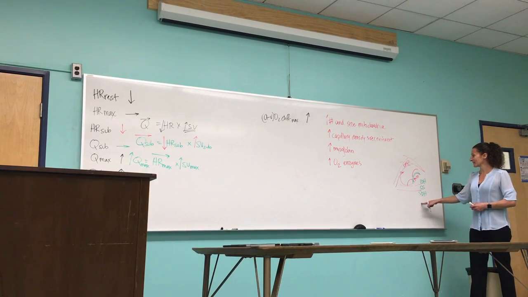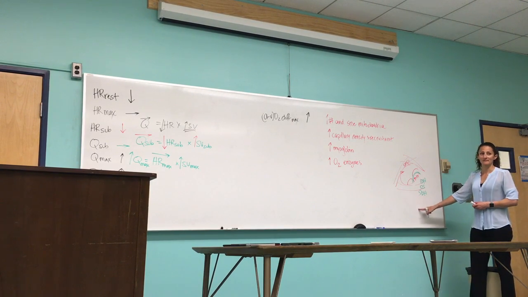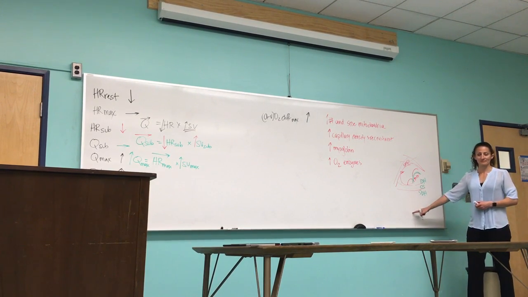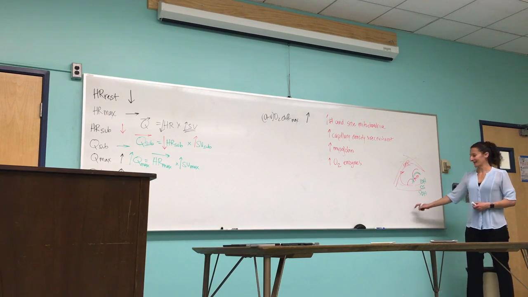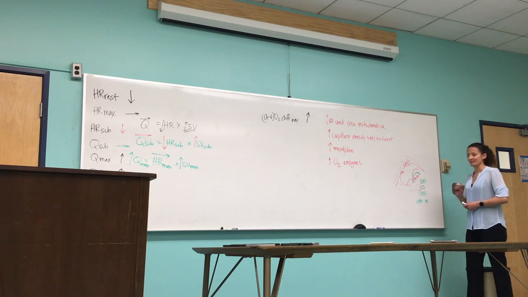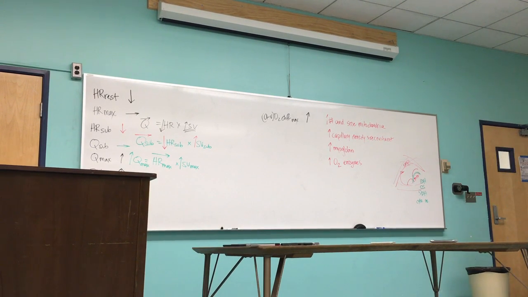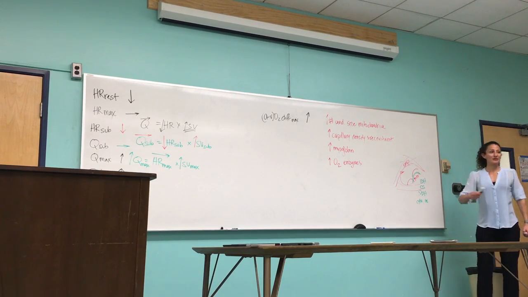What's the other important enzyme in the mitochondria? Cytochrome oxidase. What is that the enzyme for? Electron transport chain. So one of the adaptations to endurance training, you'll get more of these enzymes, and the enzymes will become more active.